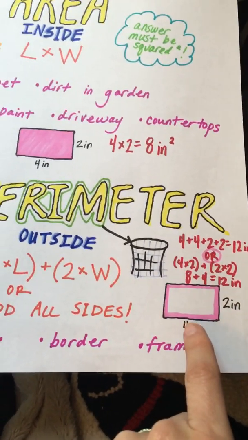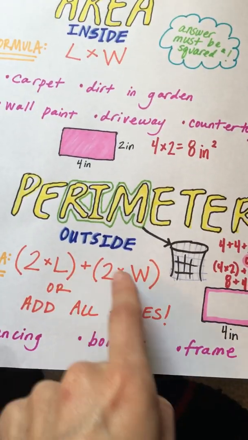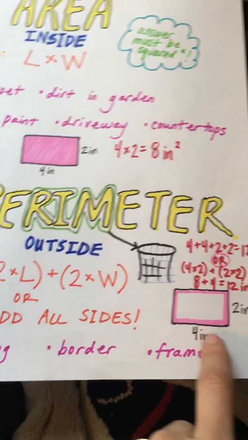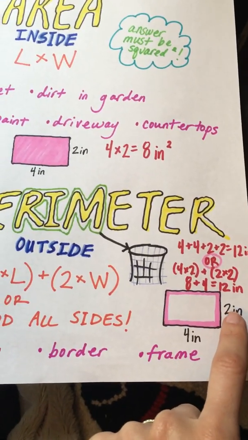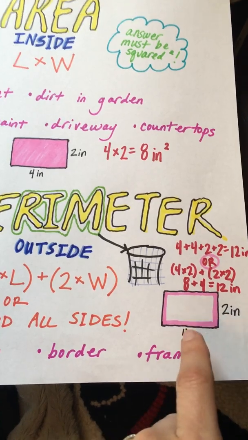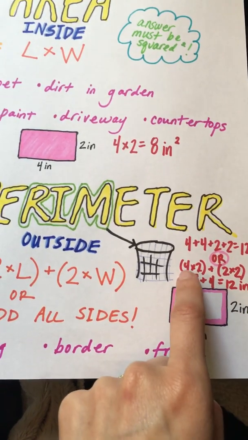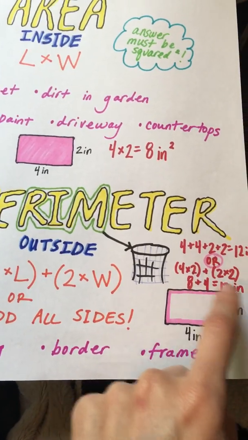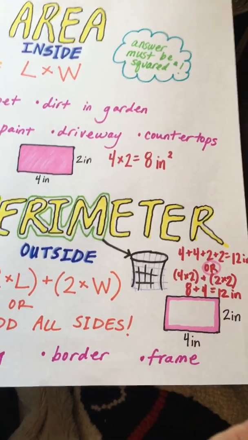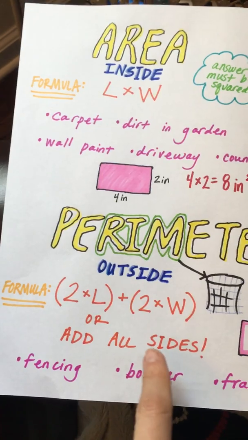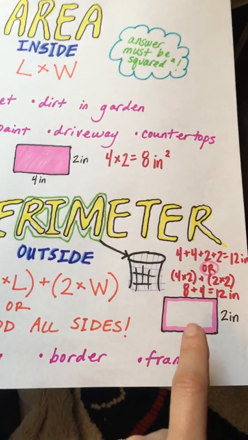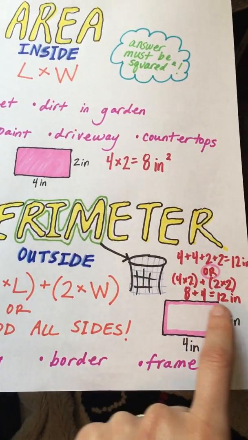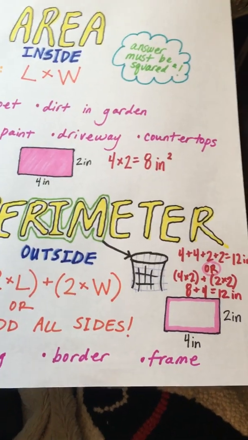So using both formulas, if you do 2 times the length plus 2 times the width, 2 times 2 plus 2 times 4. And I did that here. 2 times 2 is 4, 2 times 4 is 8. Add them up, you get 12 inches. Or you could do the add all sides. And if you do add all sides, 4 plus 4 plus 2 plus 2 is 12.